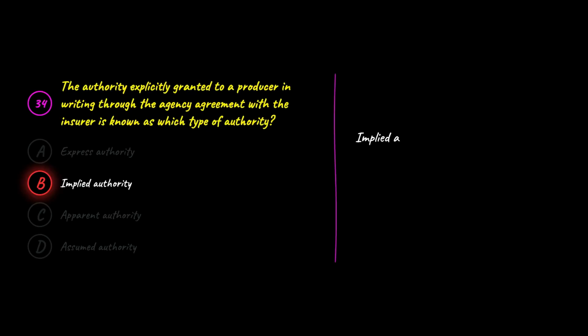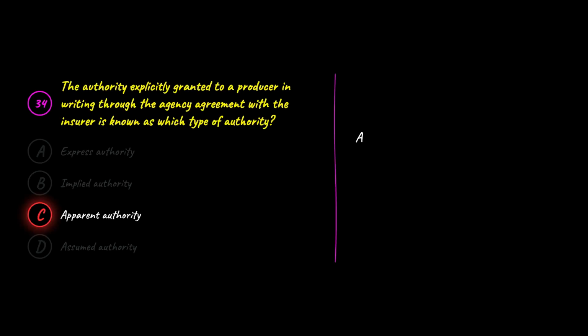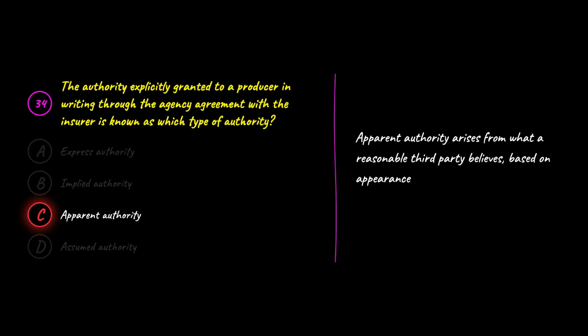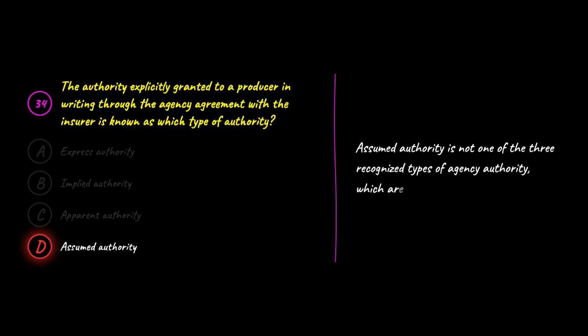B is wrong because implied authority is not written, but is assumed because it is necessary to carry out the producer's express duties, so it is not granted in words. C is wrong because apparent authority arises from what a reasonable third party believes based on appearances, rather than from an explicit written grant. D is wrong because assumed authority is not one of the three recognized types of agency authority, which are express, implied, and apparent.